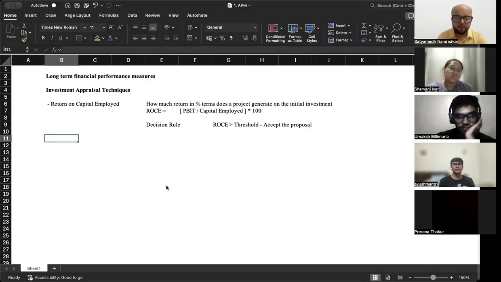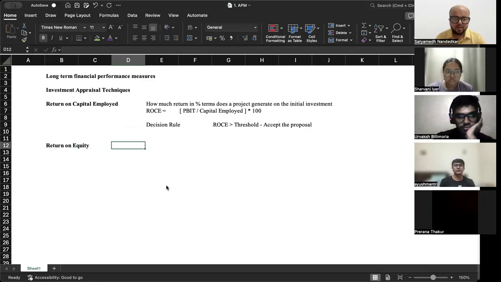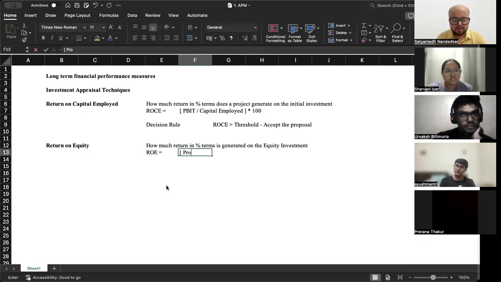Like return on capital employed, I also have a measure called return on equity. What is return on equity? Return on equity tells me that on the overall funds that I have raised from the owners of the business, that is from the providers of equity, how much return in percentage terms is generated on the equity investment? Okay. How is ROE calculated? This is profit after tax divided by equity.